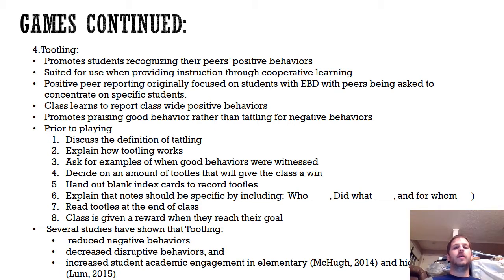Prior to playing, you should discuss the definition of tattling. Then you should explain how tootling works. Next, ask for examples of when good behaviors were witnessed. Decide on an amount of toodles that will give the class a win. Hand out blank index cards to record toodles. Explain that notes should be specific by including who did it, what they did, and for whom they did it. Read toodles at the end of class. The class is given a reward when they reach their goal.